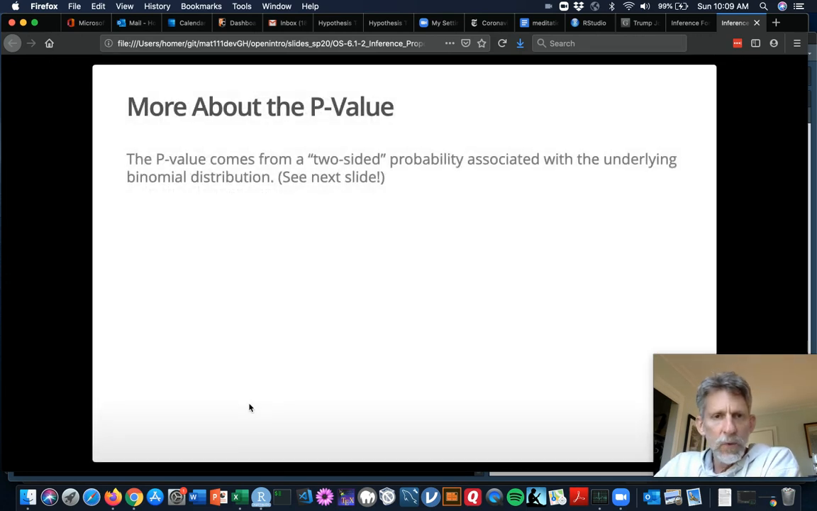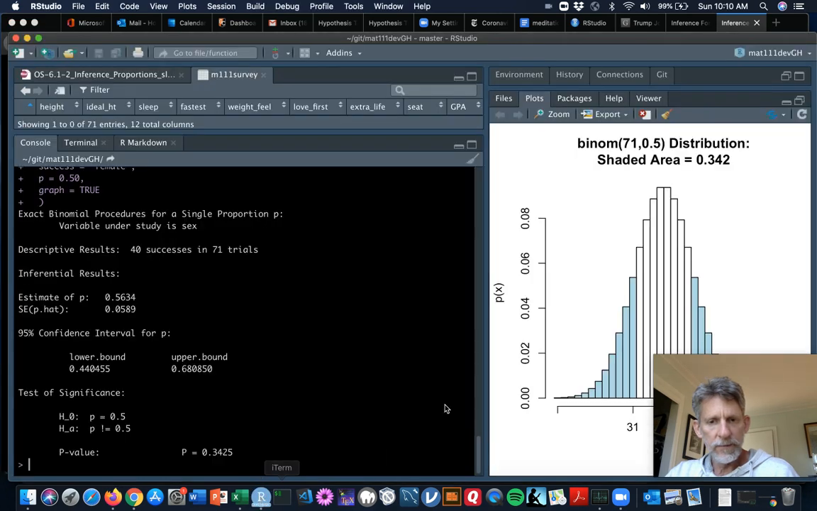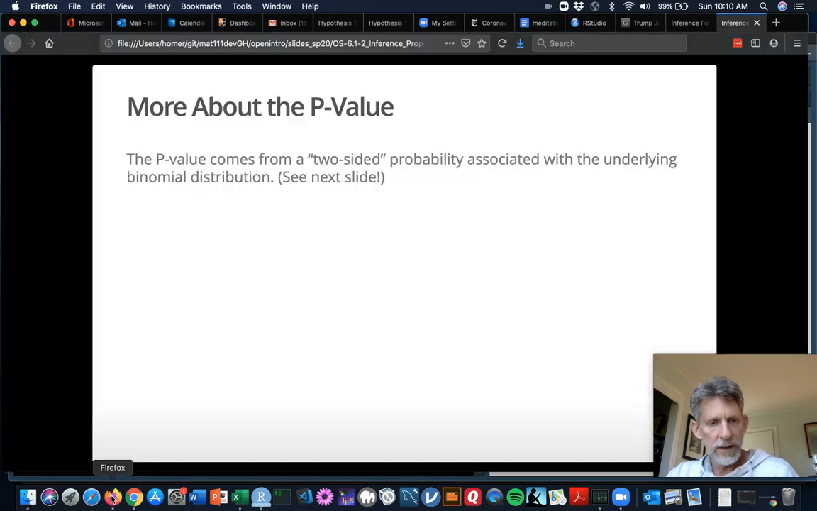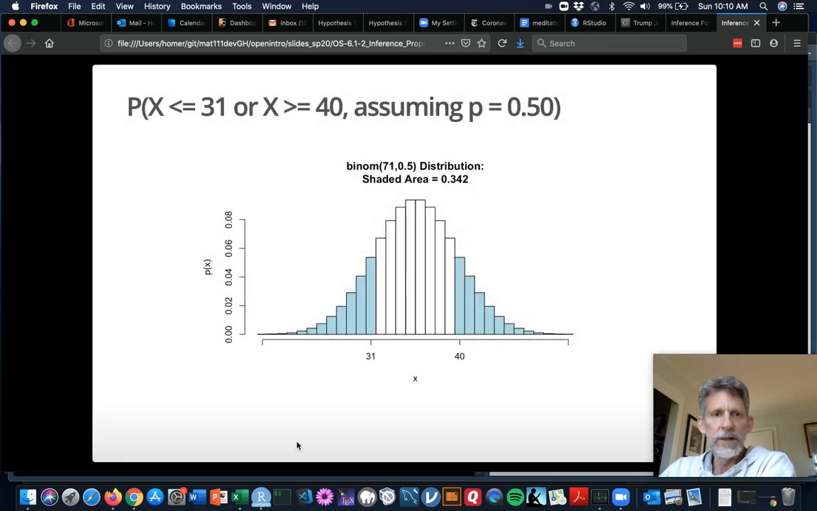So I want to tell you a little bit more about where that p-value comes from. It comes from a two-sided probability that's associated with that underlying binomial distribution, the one with 71 trials, and chance of success set equal to the null value of p equals 0.5. And a graph of that is actually shown over here because we said graph is true when we called binomtestGC. Let's take a look at that graph here in the slides.